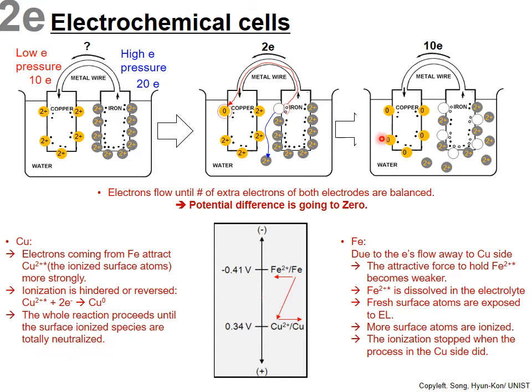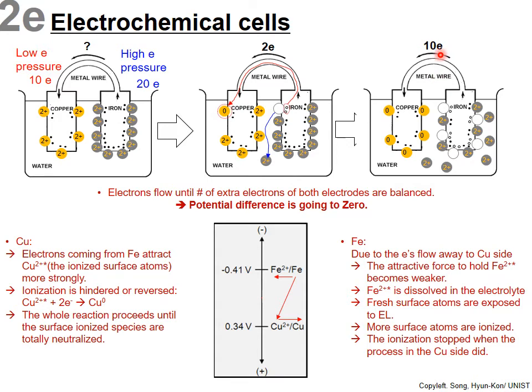So let me get back to the original question. How many electrons would flow in this cell? The answer is 10 electrons because we have 5 ionized surface atoms of copper 2 plus. So 10 electrons are required to reduce the 5 copper 2 plus ions on the surface. Then the amount of electron flow is 10 electrons.